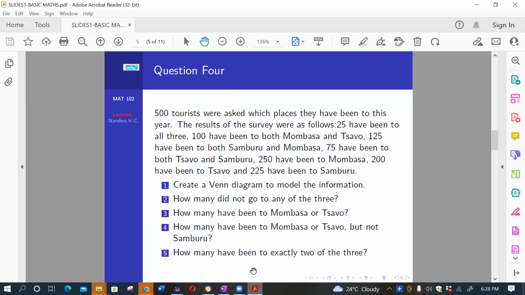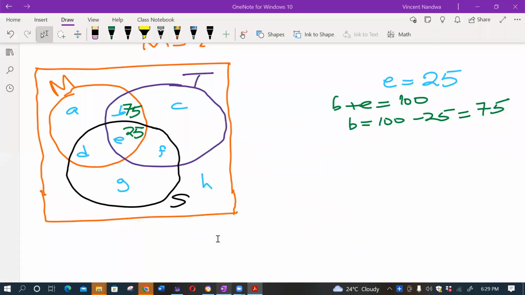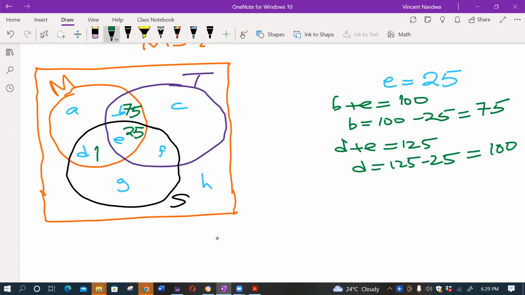The next part, we have been told that 125 had been to both Samburu and Mombasa. So where S and M meet, we should get 125. S meets M at D and E, so D plus E should be 125. So D alone will be 125 minus 25, and this gives us 100. So the value here is 100.